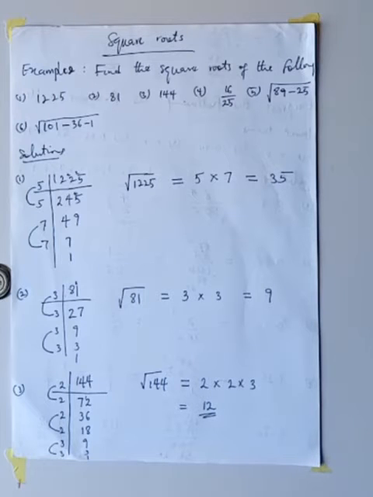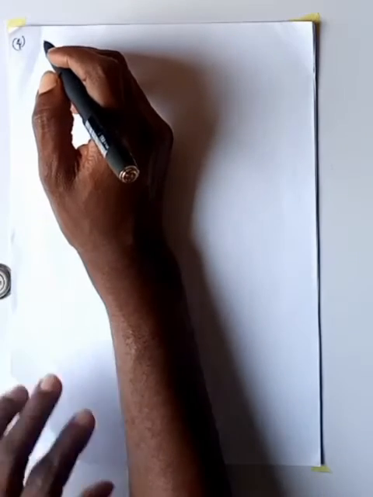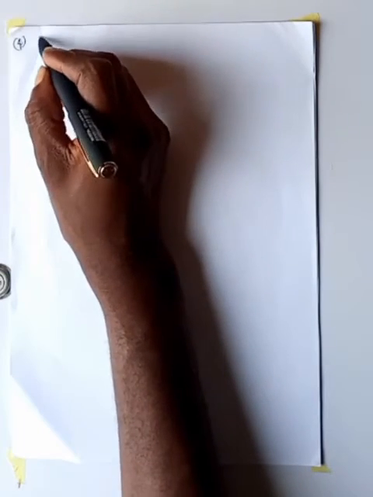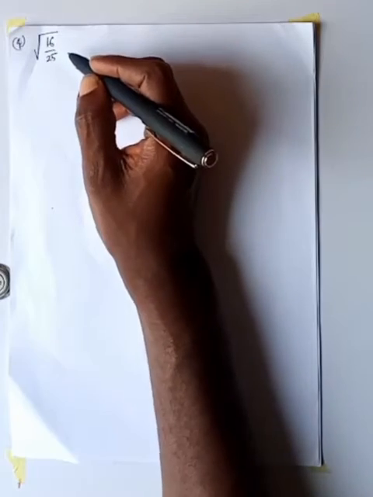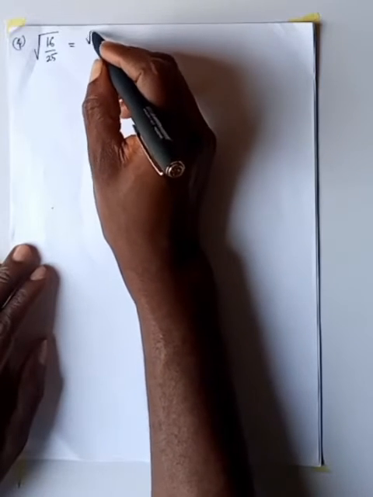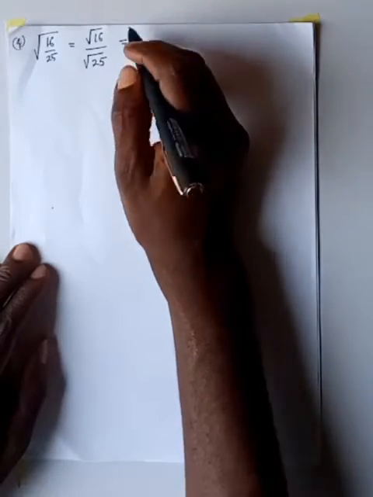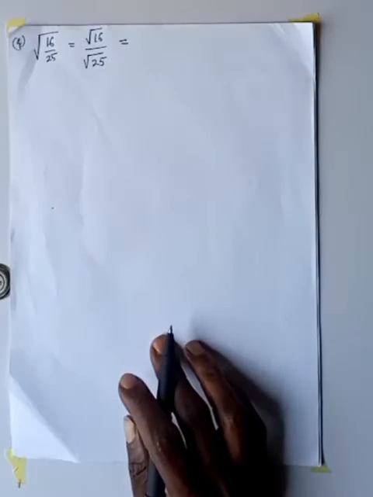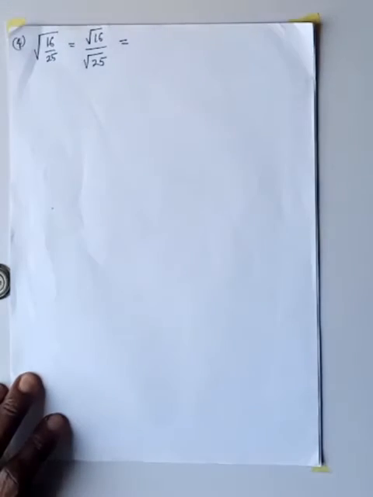The next one, that is number 4. So what we have there is square root of 16 over 25. Now number 4 here, square root of 16 over 25. I have 16 over 25. Now this is the same thing as saying that square root of 16 over square root of 25. So we now go and what? Deal with it individually.